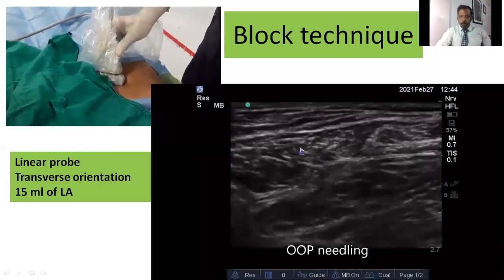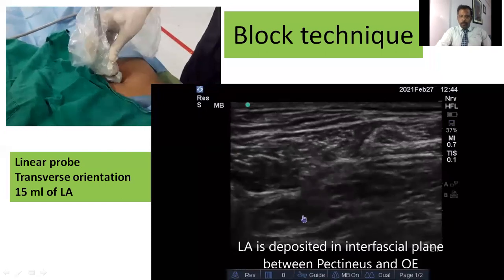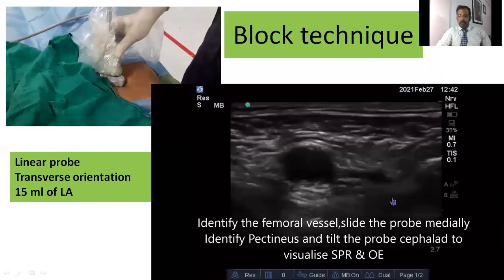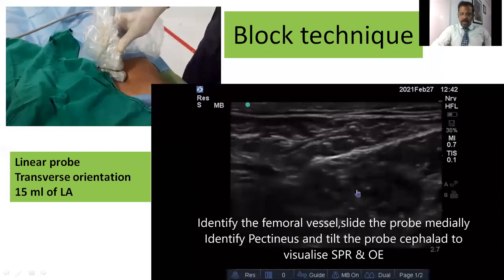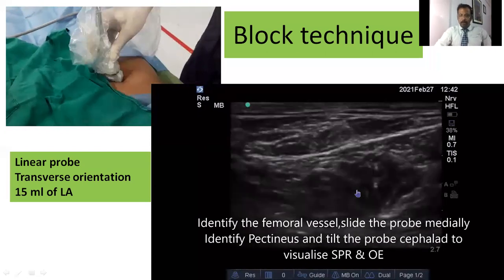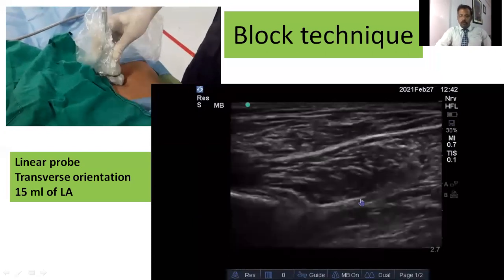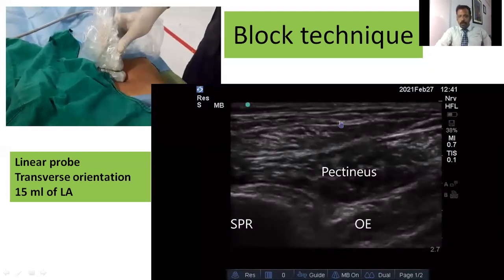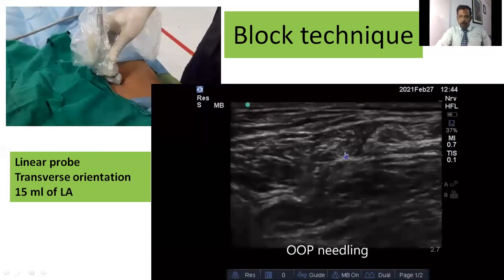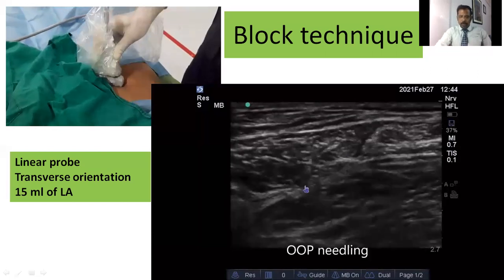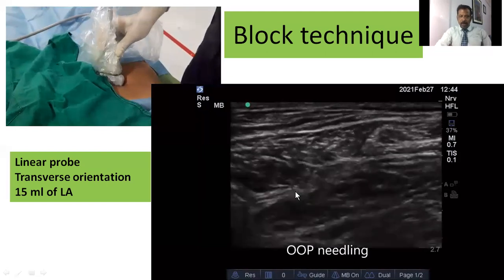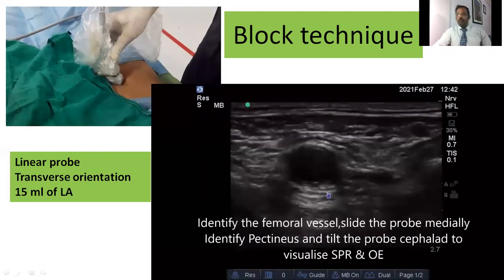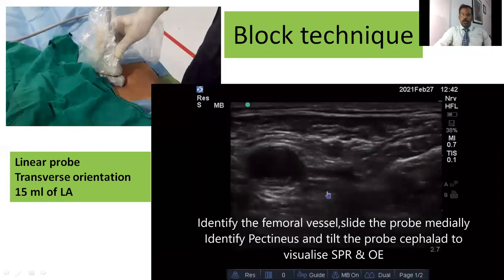I go for an out of plane needling. I will put my needle between the obturator externus and the pectineus, and as I start injecting, the plane between the pectineus and the obturator externus will unzip. This is superior. In this plane, your common obturator nerve runs. This is the needle coming. This is the needle tip, and as I start injecting, this plane will start unzipping. Can you see? And I deposit around 15 ml of local anesthetic, and your common obturator nerve will be blocked.